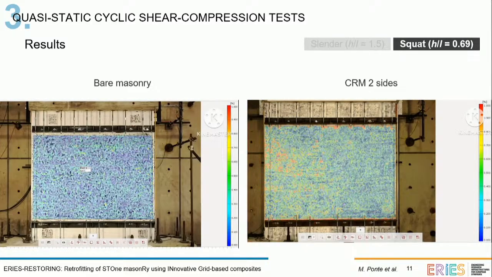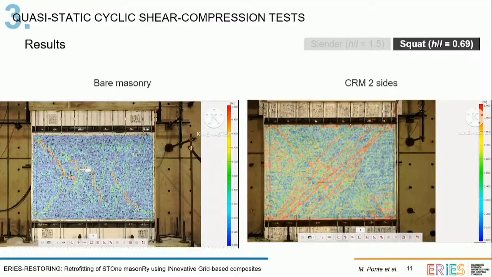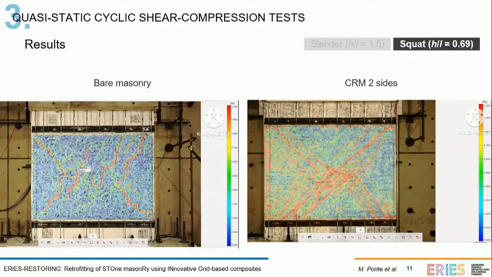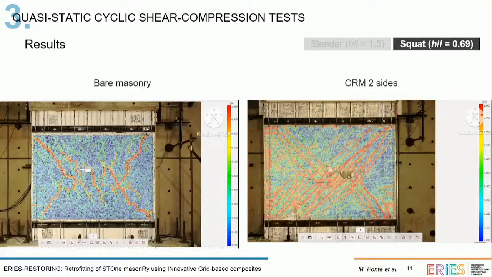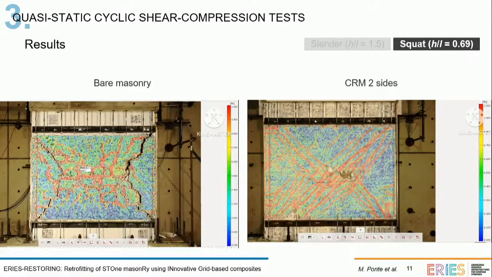Here also is the behavior of the squat specimens, bare masonry and the CRM on both sides. We're still working on this data. They are not at the same velocity. In fact, the cracking on the bare masonry appears much earlier than on the CRM, but you can see that they both have the shear type of failure. We can also see that by applying the CRM, we have a much greater diffusion of the diagonal cracks.